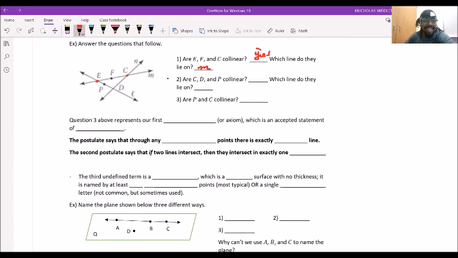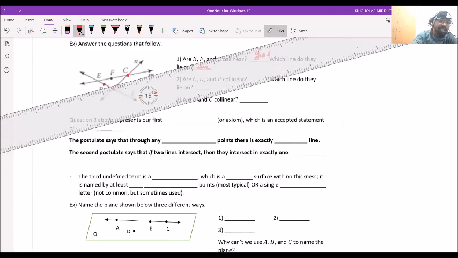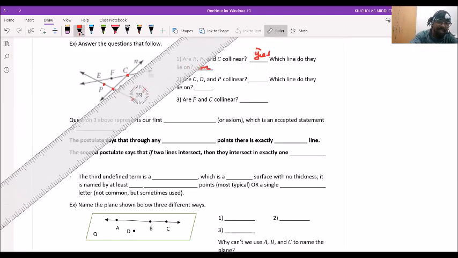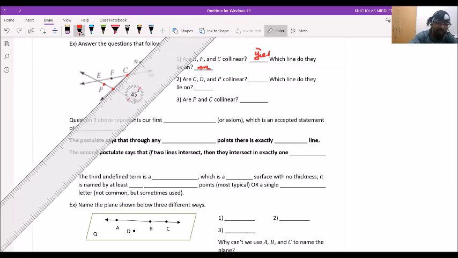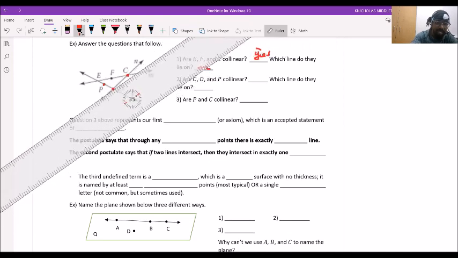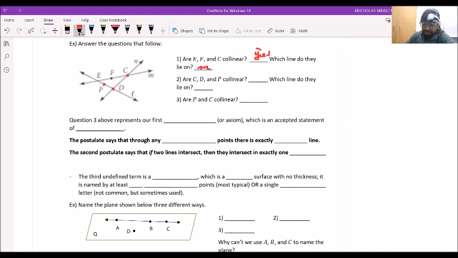Are C, D, and P collinear? As we look at this, I'm going to erase these things and get back to a different one. So C, D, and P: C is here, D here, P here. Let me get my ruler. When we look at these points, there's no way for us to make a line that goes through all 3 points, so they are not collinear. It would be collinear if there's a way to make a line that goes through all those 3 points, and there's not. So the answer there is no.